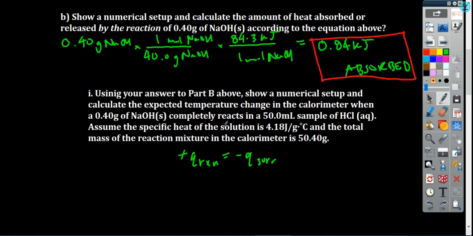So for this question, we recognize already that the reaction is endothermic, so it's going to be positive. So the heat of the surroundings is going to be negative. The surroundings must be giving heat off to the reaction in order for this reaction to happen. So if I have 0.84 kilojoules of heat that's going to be absorbed, that means that 0.84 kilojoules of heat must have been given off by the surroundings. So same amount, same magnitude, but different sign.